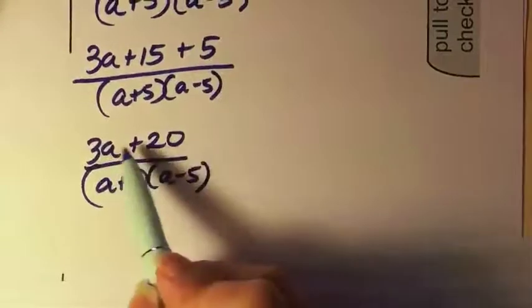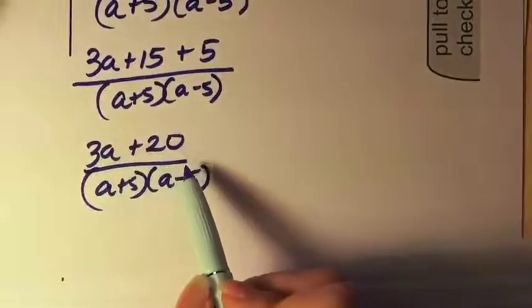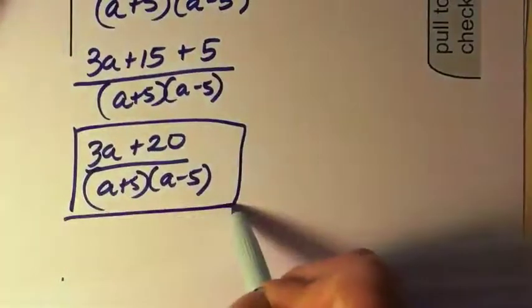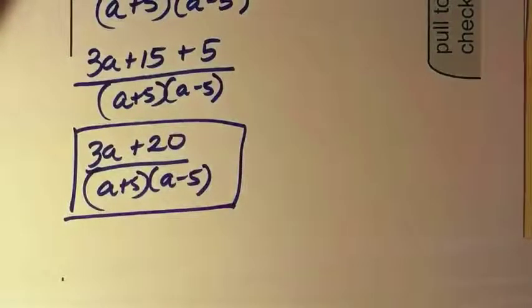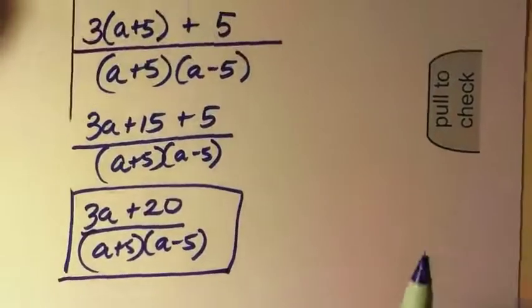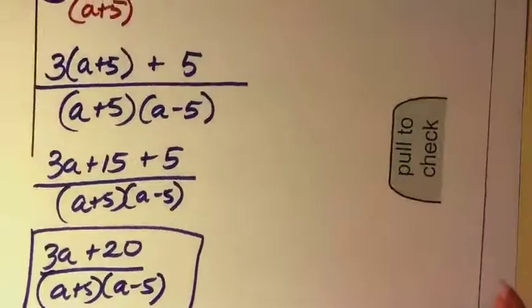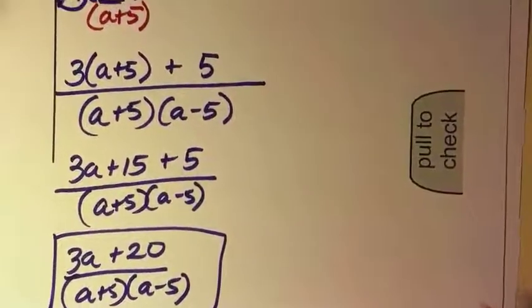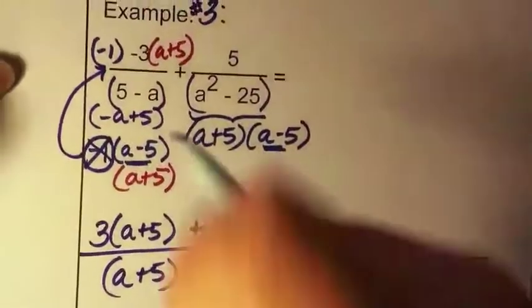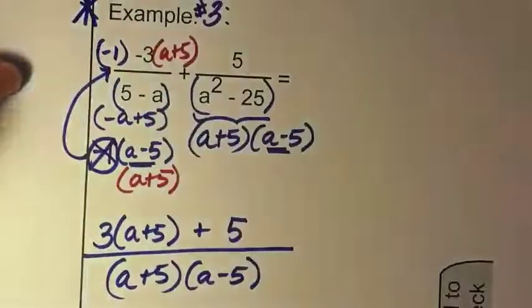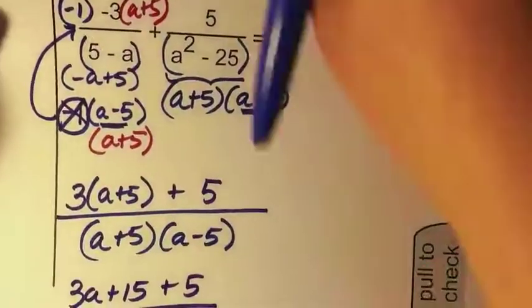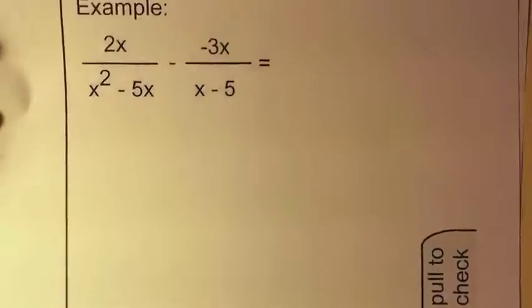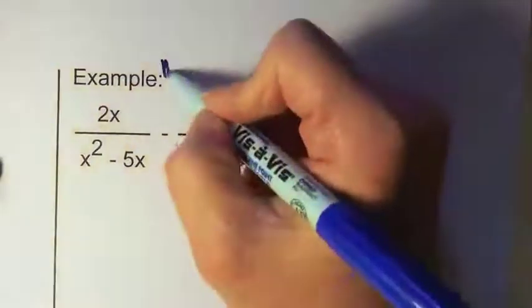And now I'm going to look at the numerator. Can I factor that any further? I cannot. So this would be my final answer. Okay? So beware of this one. I would make sure to put a star on example number 3. This is one you have to be very careful of because of that negative. So that negative right here. Okay, so next example, let's go ahead and take a look at example number 4.